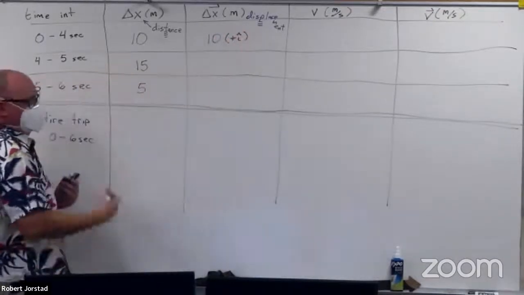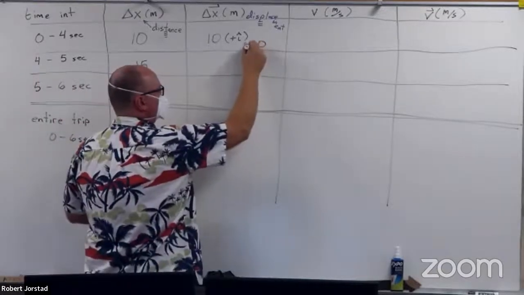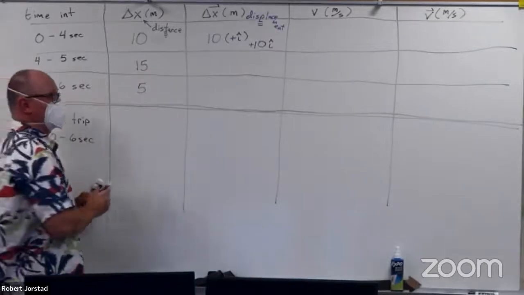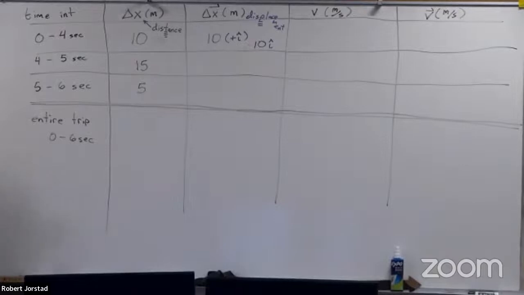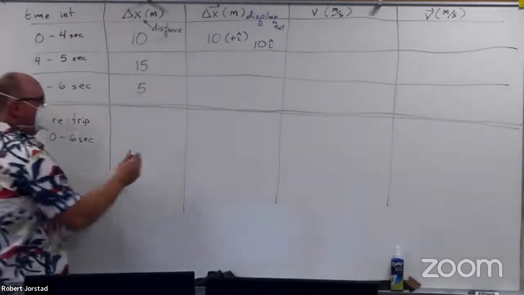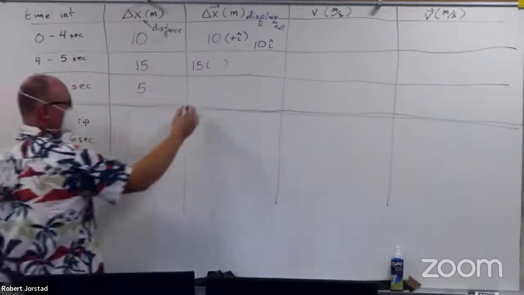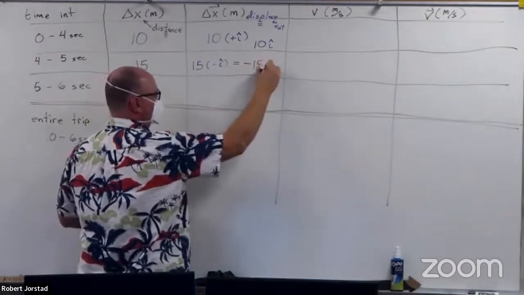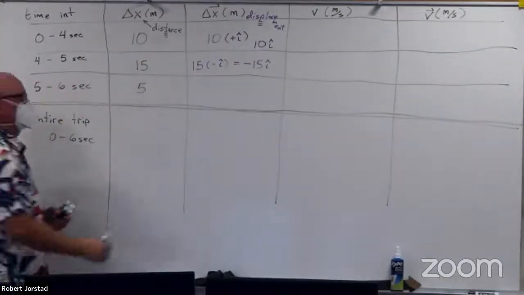Now, most of you would not write it this way. Most of you would just write positive 10 I hat. And since we don't really need the plus, most of you probably just wrote 10 I hat. That's full credit right there. From 4 to 5 seconds, I know the distance is 15. What's the direction? Negative I hat. So if I was going to write that, I would probably write negative 15 I hat. Again, the units are up top. And this one?